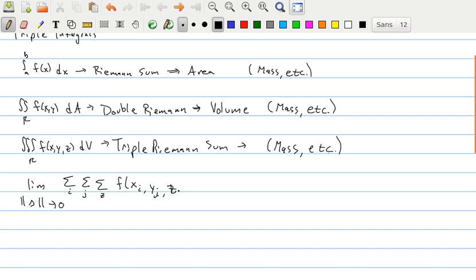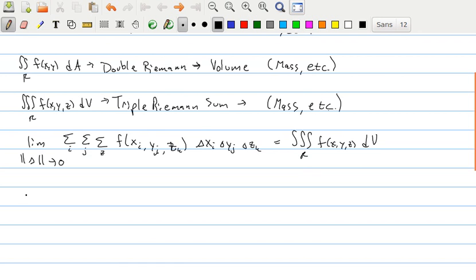an x, y, z sample point in each one of those boxes, and we multiply by the volume of that box. Now, the volume of a box is given by length times width times height. And so we send the size of the partition to 0. That is, the volume of the largest box heads to 0, and this is the definition of this triple integral over a region of f of x, y, z with respect to volume.